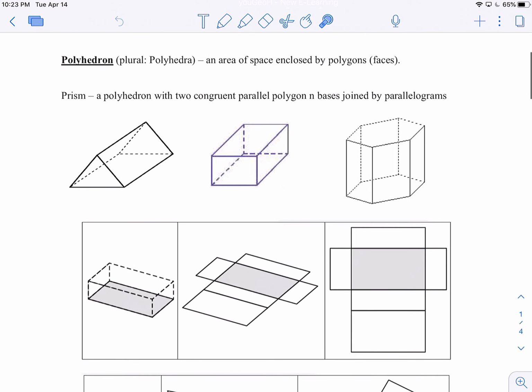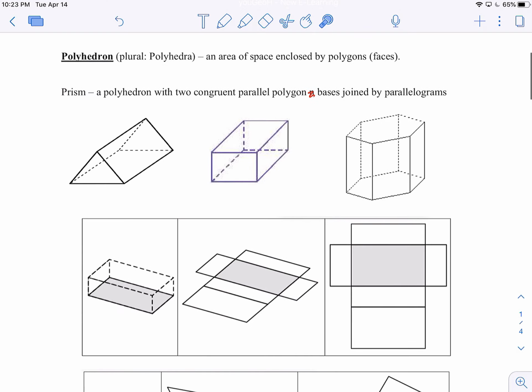So here's the idea. A prism is a polyhedron that has two congruent parallel polygon bases. Those polygon bases are joined by parallelograms or rectangles. Often you can think about it as two parallel congruent bases, and the vertices of those bases are connected by lines that are all parallel to each other. As we identify the difference between the bases and those sides, as we look at the triangle here, this is called a triangular prism.